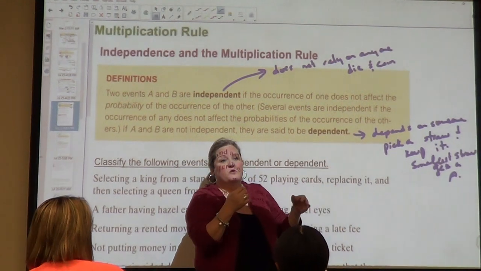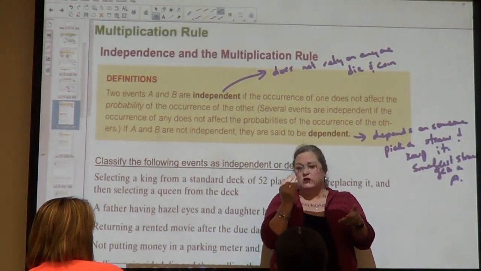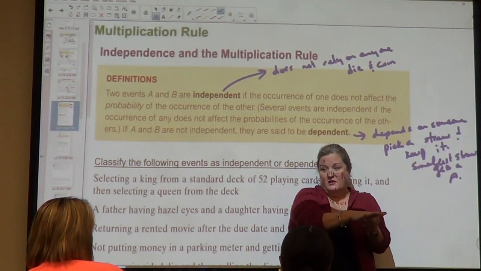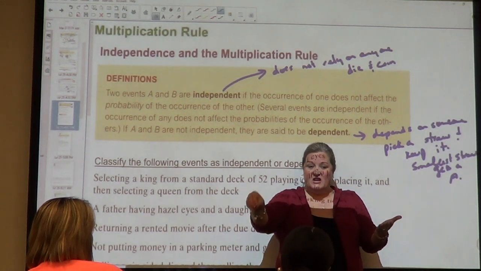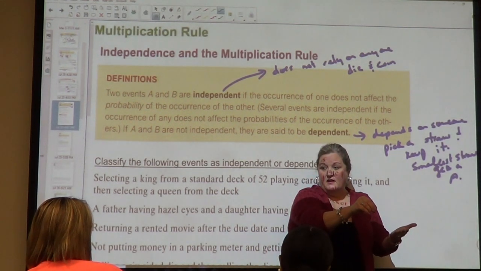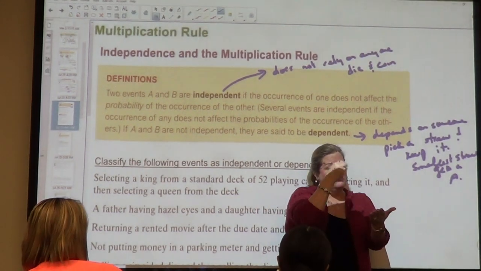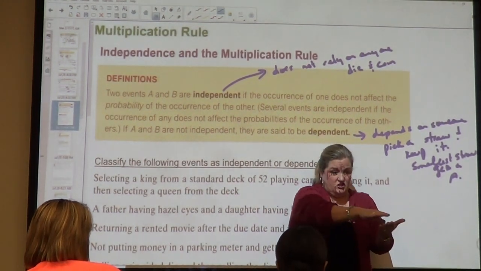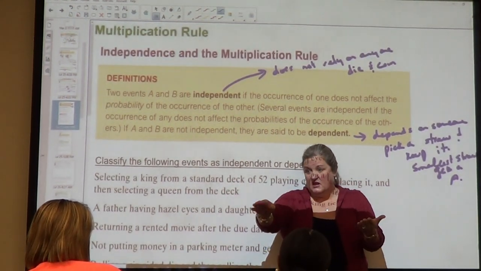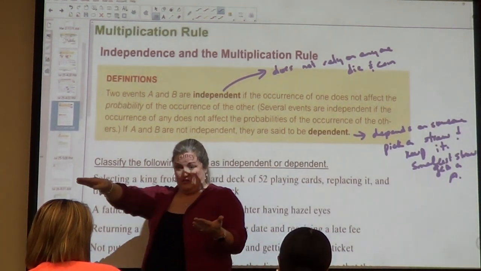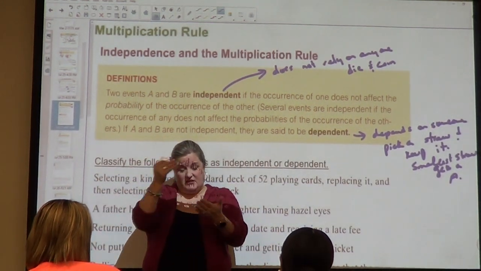Now what would be different was if I said choose a card, look at it, and put it back in the card. Then you have the same chances as what Sarah had. That would be independent because you looked at it, you put it back in, and she had 52 cards, you have 52 cards. You look at yours, Linda has 52 cards. You look at yours, Jose has 52 cards.